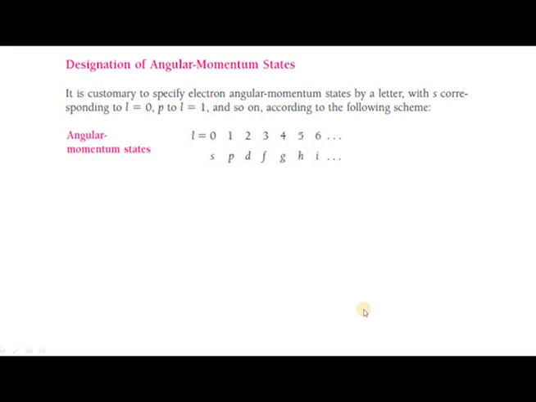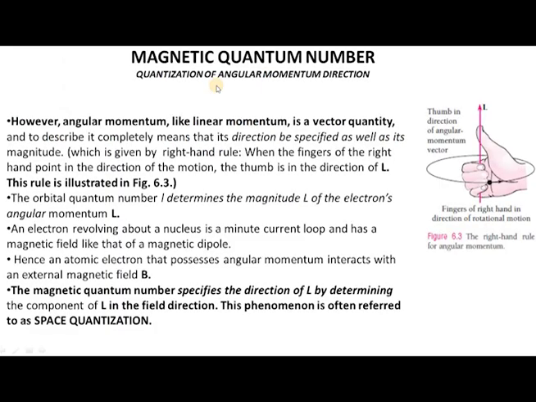So next is the designation of angular momentum states. It is customary to specify the electron angular momentum states by a letter. It is corresponding to L equal to, I can give notations for the angular momentum state. We have already mentioned that L can take values up to n minus 1. So if L is equal to 0, it is called the S state of the electron. When L is equal to 1, it is called the P angular momentum state. When L is equal to 2, D. And L is equal to 3, F, G, H, I. And it goes like that way. So these are the designation of the angular momentum states.